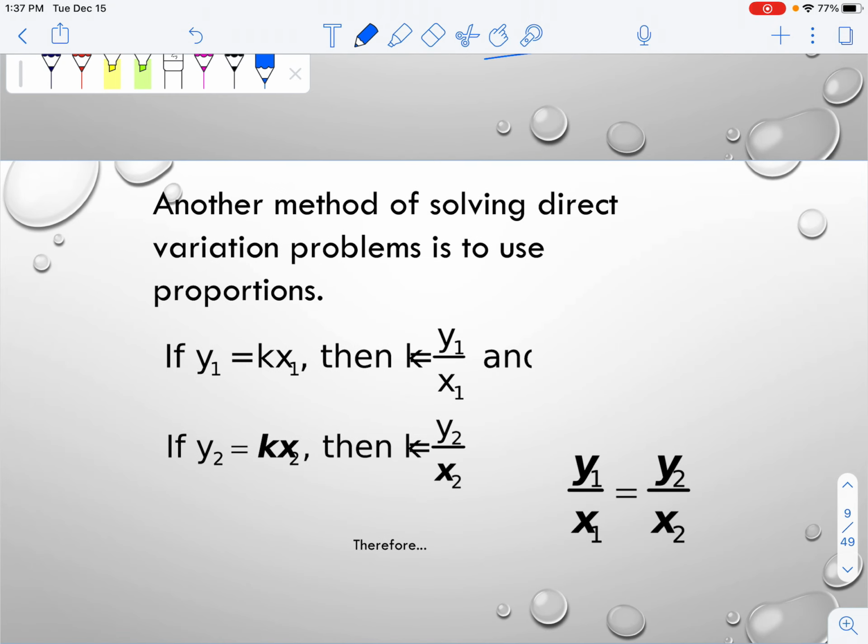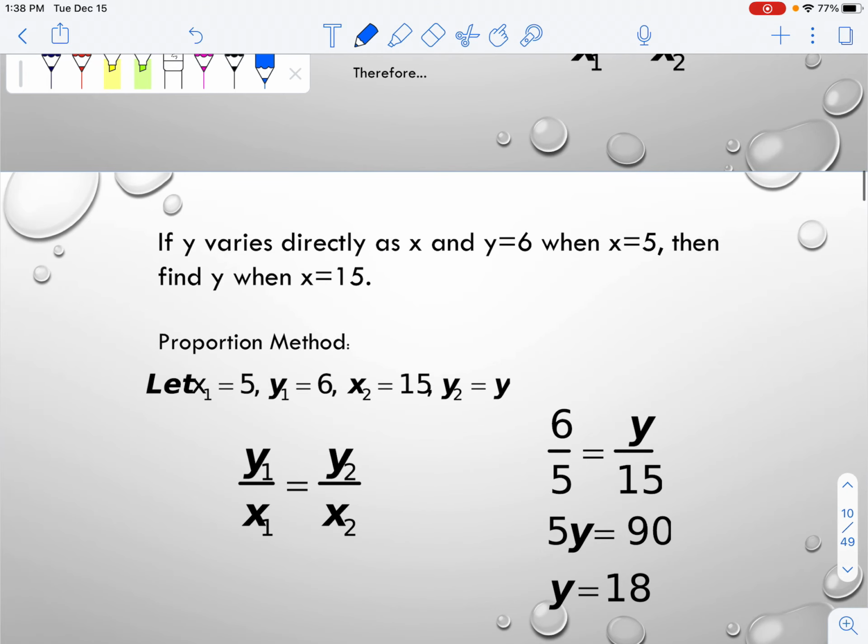But if we take our equation here, we solve for k, and then if we know our second set of conditions, which is why it's subscript 2, we know that k equals that and k equals that. So you just set those two equal to each other, cross multiply and solve.